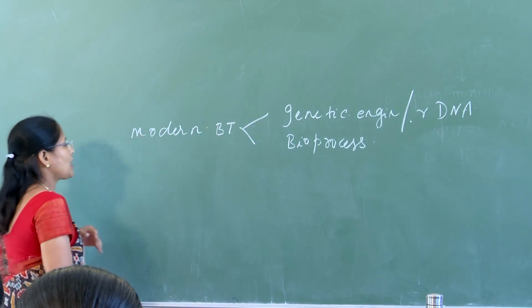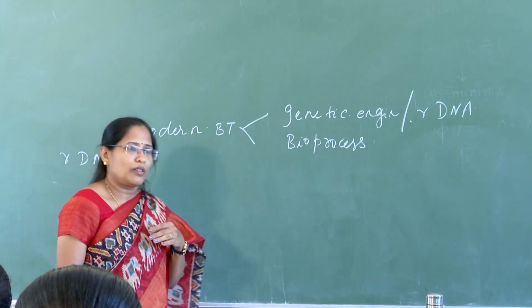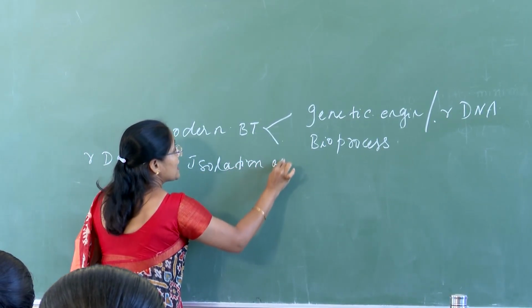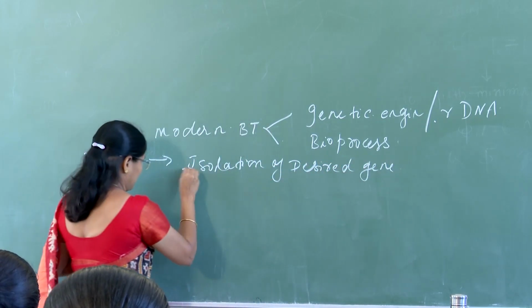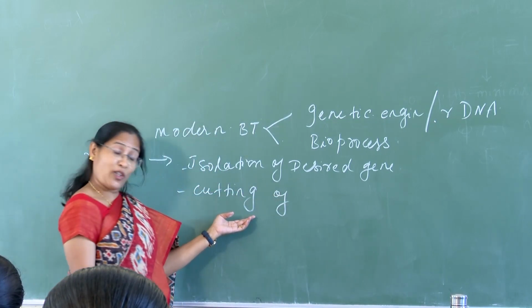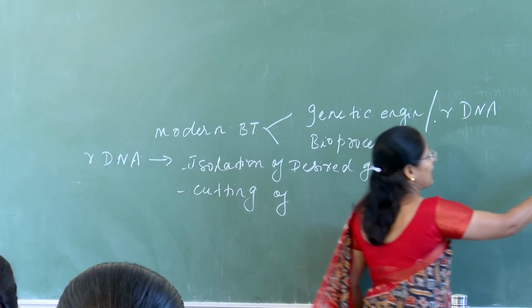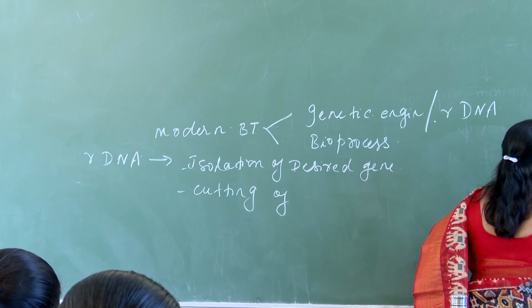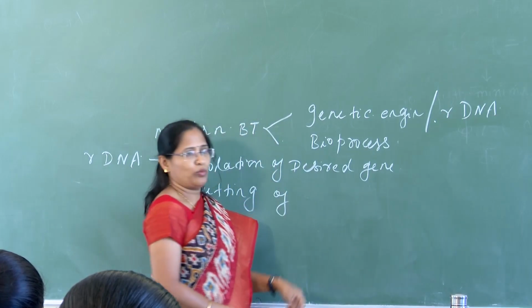Got it now? So what are the steps that are involved in rDNA technology? Can you tell one by one? Okay, the first step is isolation of the desired gene. Then cutting off what? Cutting off the DNA or the desired gene? Okay, this is my DNA of interest. My desired gene is here. I have got my desired gene. Step 1 is over. What is step 2?